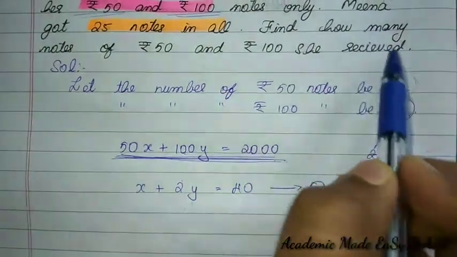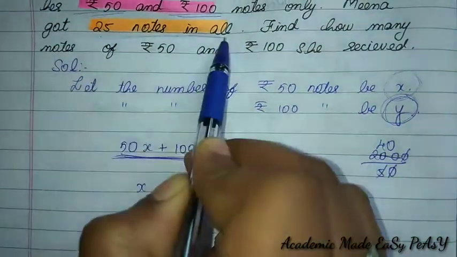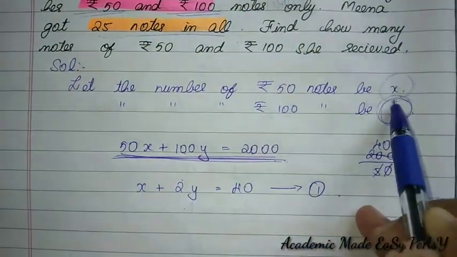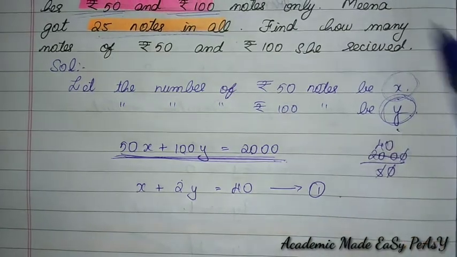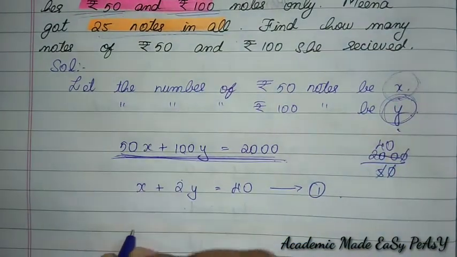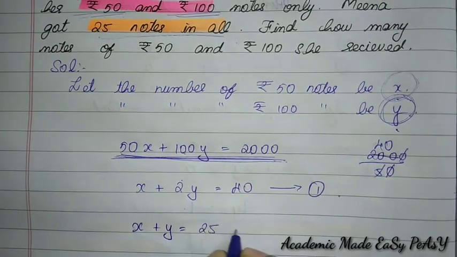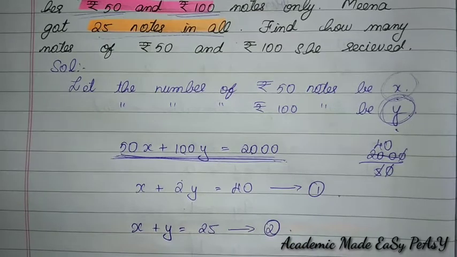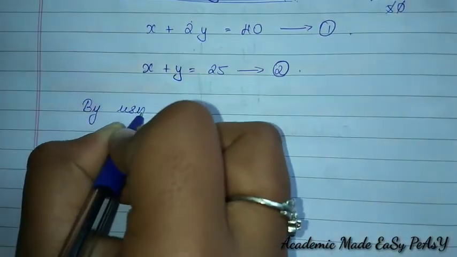According to the next case, there were totally how many notes? 25 notes. So the number of 50 rupees notes plus the number of 100 rupees notes gives us 25 notes. So the next equation will be x plus y is equal to 25. So this is equation 2. Now we will be using the elimination method.